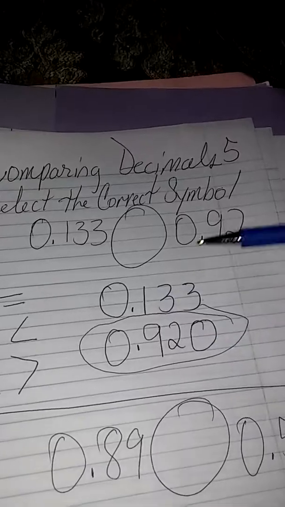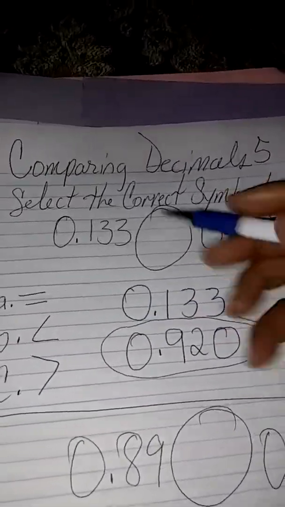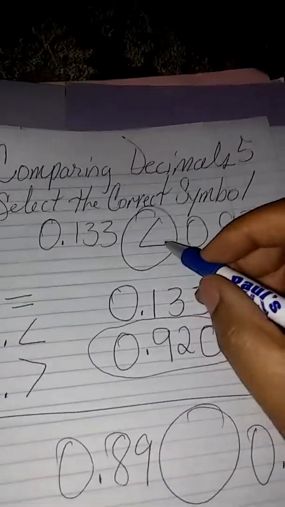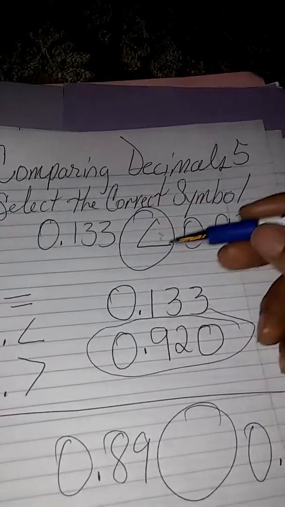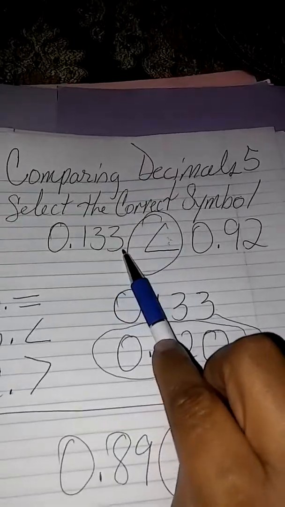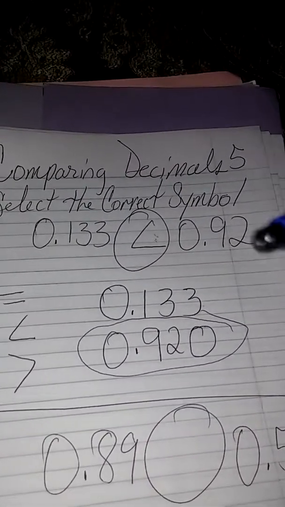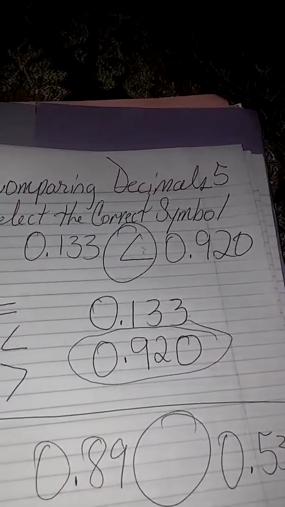Well, if this is my bigger number, I go back up here. It's on this side. I want it to open that way. So I'm going to use the less than sign. Remember, the less than sign always opens this way. Always open to the right. So we read this as 133 thousandths is less than 92 hundredths, or 920 thousandths.